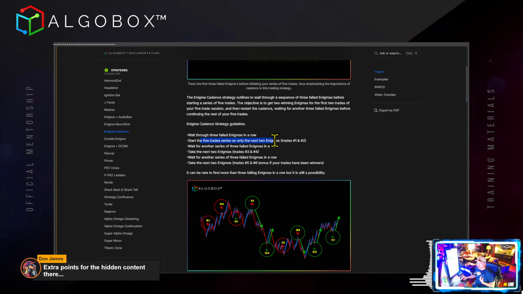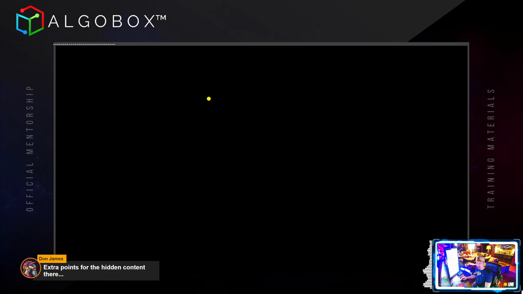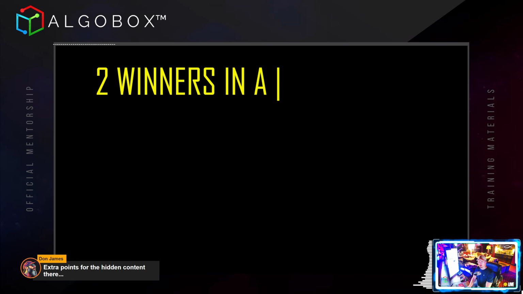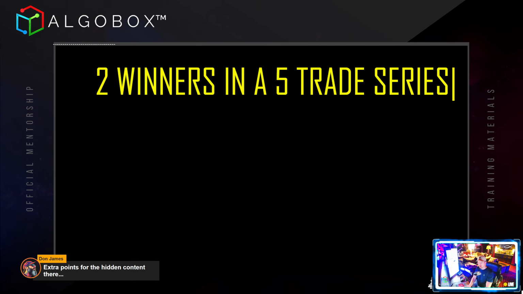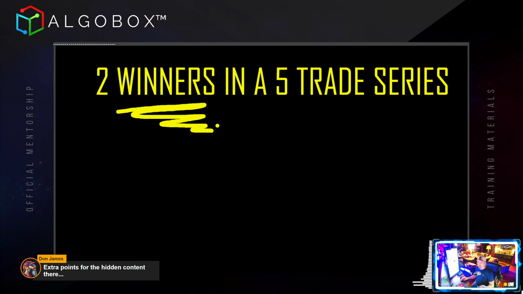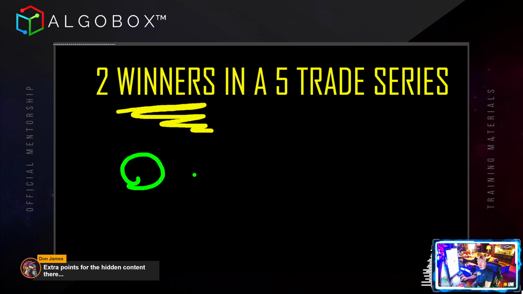Start the 5 trade series on only the next 2 trades, trade 1 and trade 2. Remember the concept of winner, winner, chicken dinner. Let's talk about that. Now, this is really going to be in the advanced tips and tricks section, but we're going to talk about it now too, because it is that important. 2 winners in a 5 trade series is really what I'm looking for. It doesn't mean that trades 1 and 2 have to be winners, but within that 5 trade series, I want to see 2. Ideally, obviously, it would be great if I can get the first 2 winners on the board.